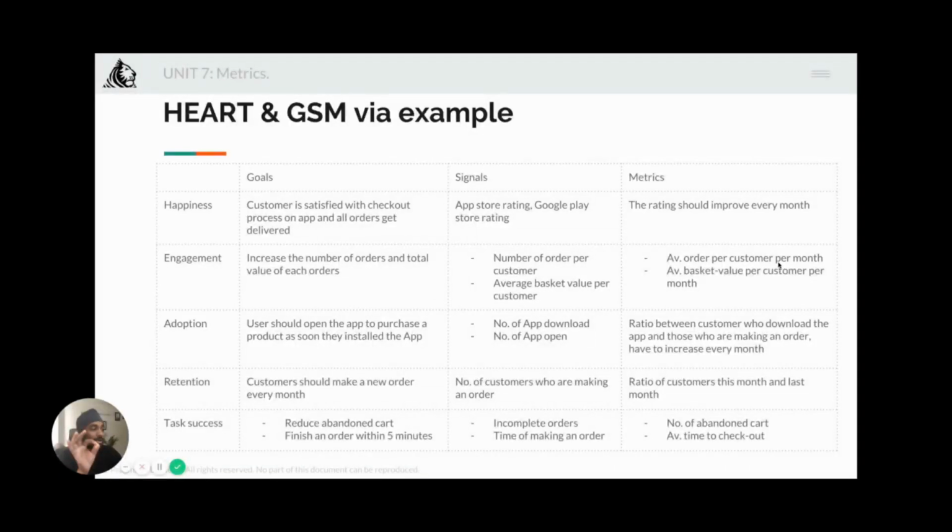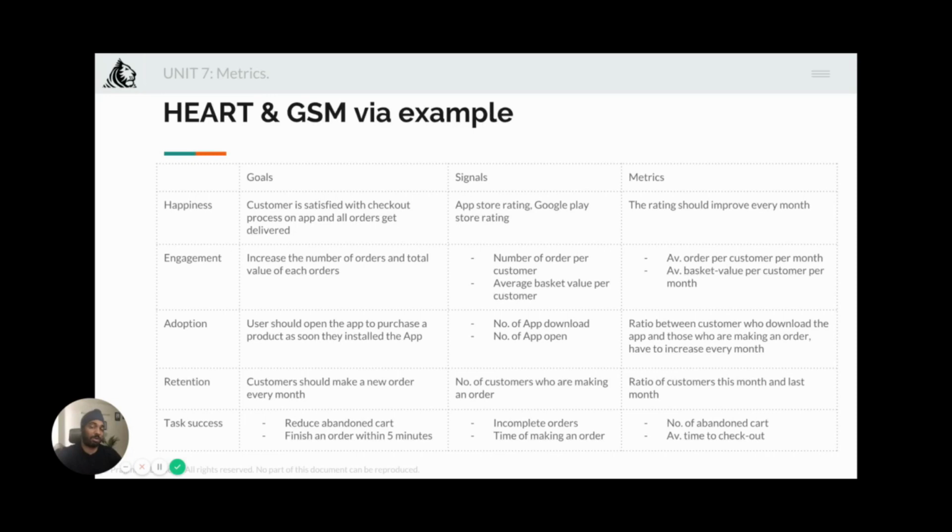See the time frame that has been added. And average basket value per customer per month. Correct? This per month could be per year, per 3 months. It could be anything. But yeah, you get the drift. A stands for adoption, and the adoption goal is users should open the app to purchase a product as soon as they install the app, right? So as soon as they install the app, we would want the adoption to be immediate, okay?